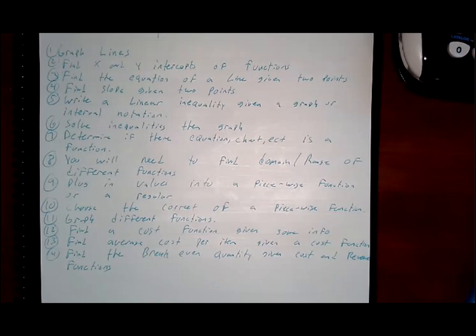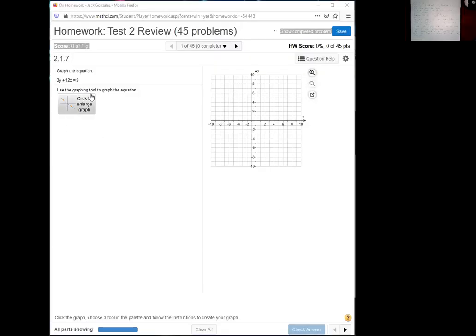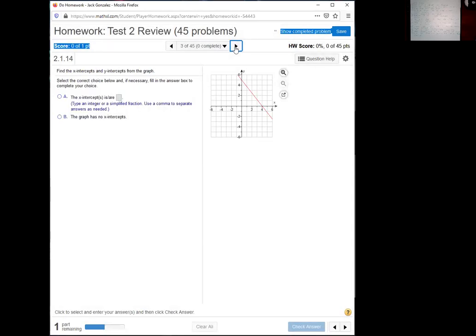Well, let me show you the review. Maybe some of you have already started it. So the first one is just graph the equation. I don't think we need to do much here. Just put it in your calculator or your Desmos and it'll do it for you, right? So on the review, the first two are just graph.